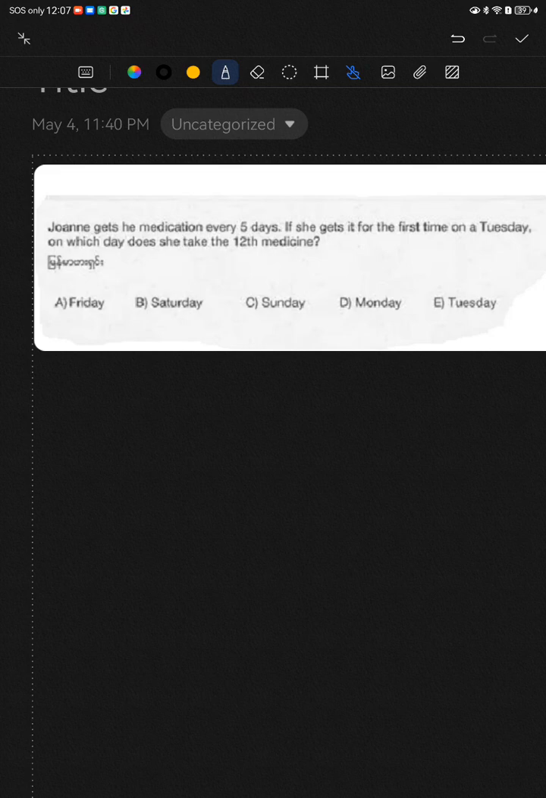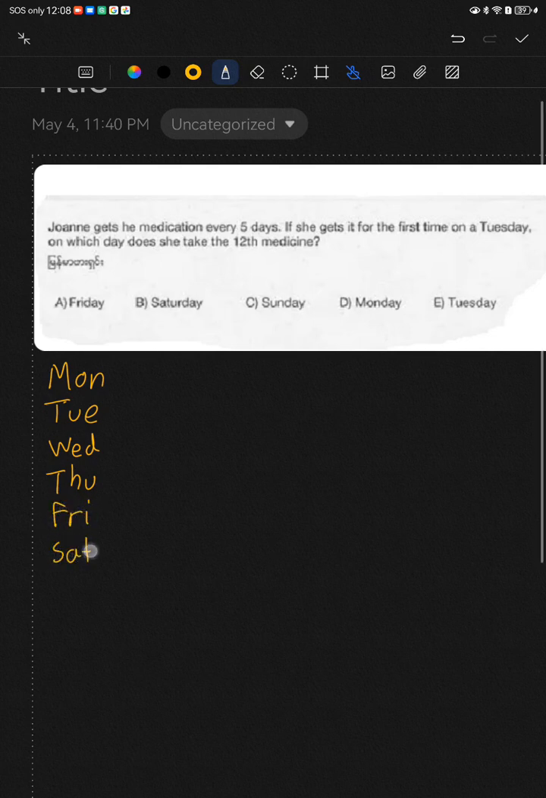So I listed all the 7 days in a week like this. Okay, my bad. Sorry, I'm new to using this tool. Please don't judge my pen skills. Starting from your first day, Monday, then starting again for Tuesday, which is where Joanne first started. Then Wednesday, Thursday, Friday, Saturday, Sunday.